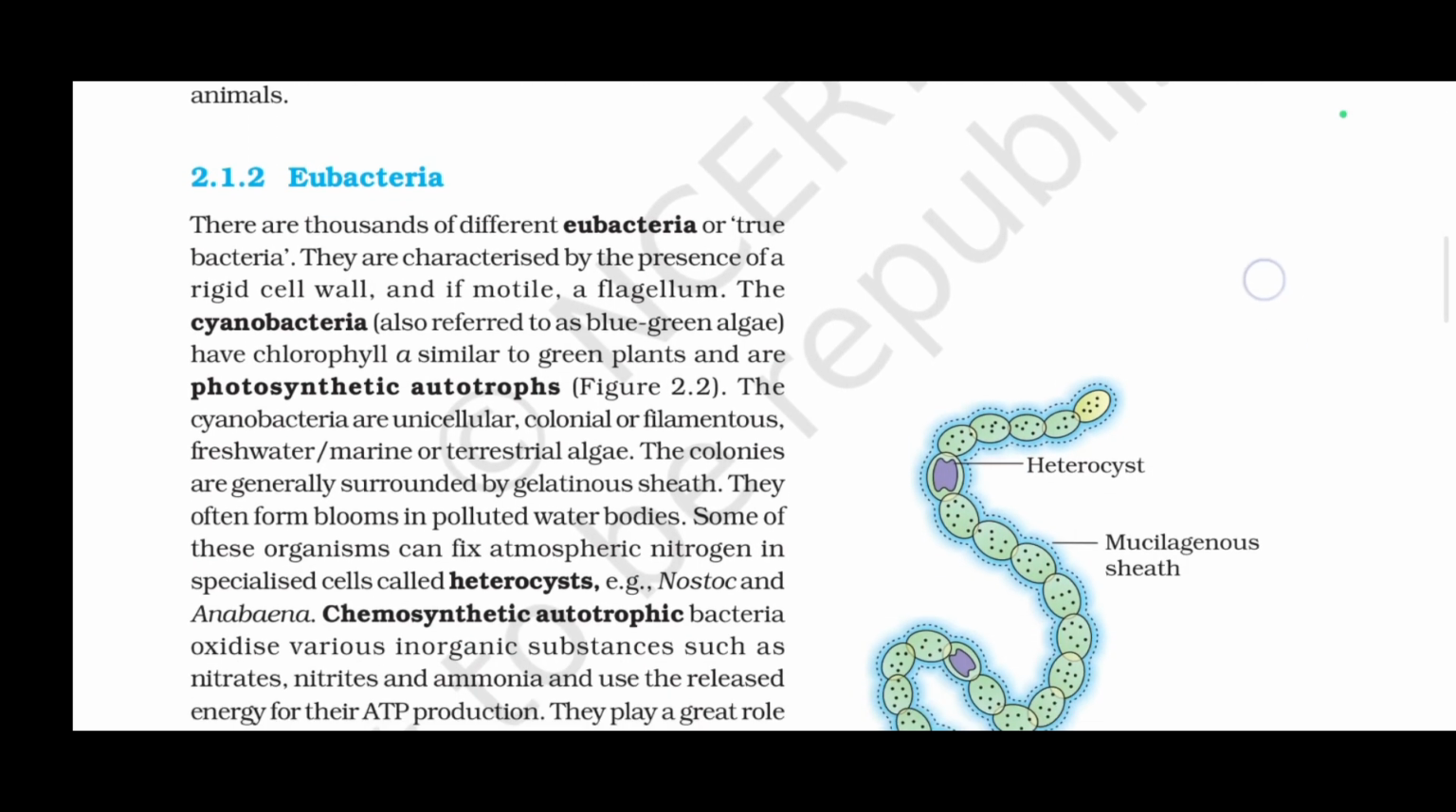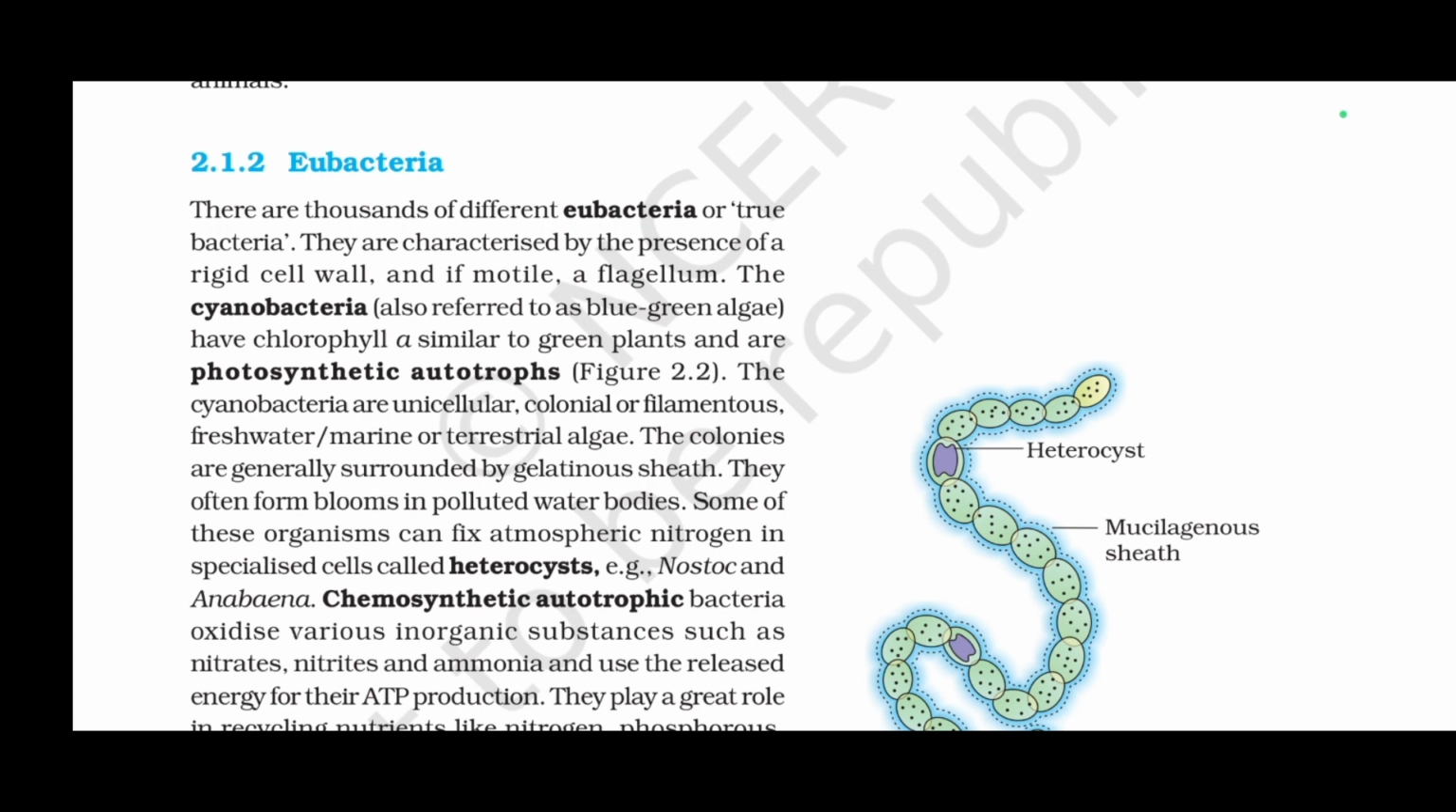Now, topic number 2.1.2, Eubacteria. There are thousands of different eubacteria or true bacteria. They are characterized by the presence of a rigid cell wall and, if motile, a flagellum. The cyanobacteria, also referred to as blue-green algae, have chlorophyll a similar to green plants and are photosynthetic autotrophs. The cyanobacteria are unicellular, colonial, or filamentous, freshwater or marine or terrestrial algae. The colonies are generally surrounded by a gelatinous sheath, which is also known as mucilaginous sheath.